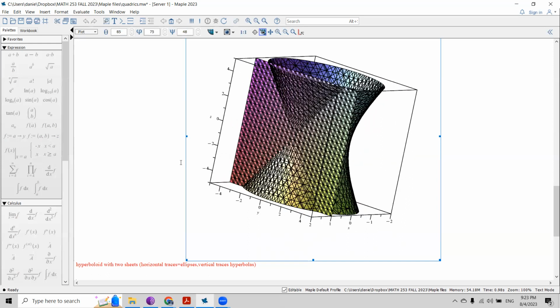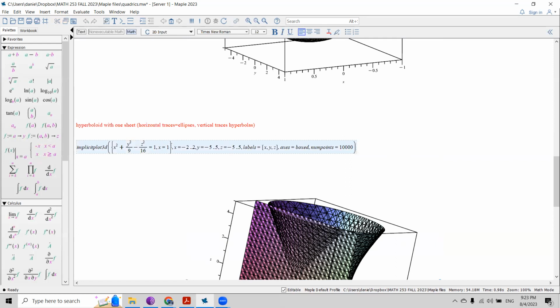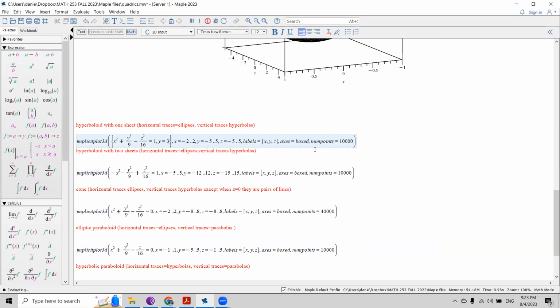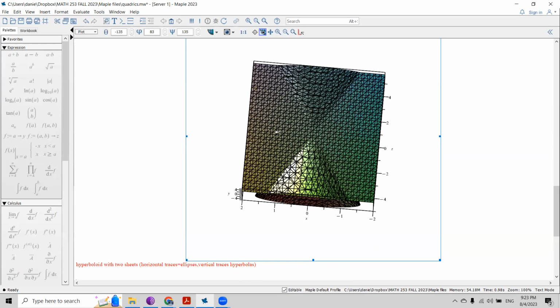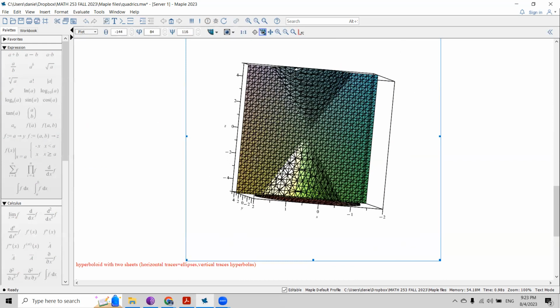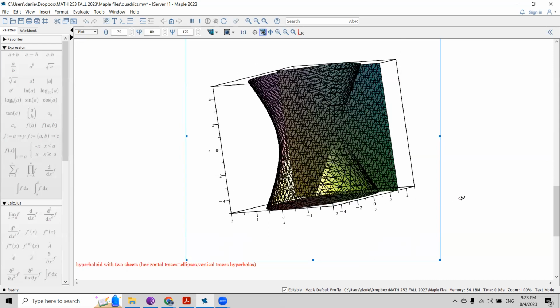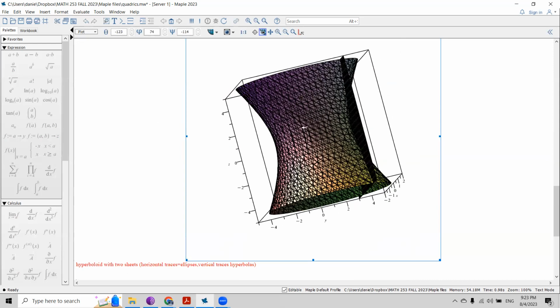Let me make it actually at x equals maybe, let's do one along the y-axis. Let's say y equals 3. It's slightly better, I guess. So the two pieces of the hyperbola, right? The vertical trace.